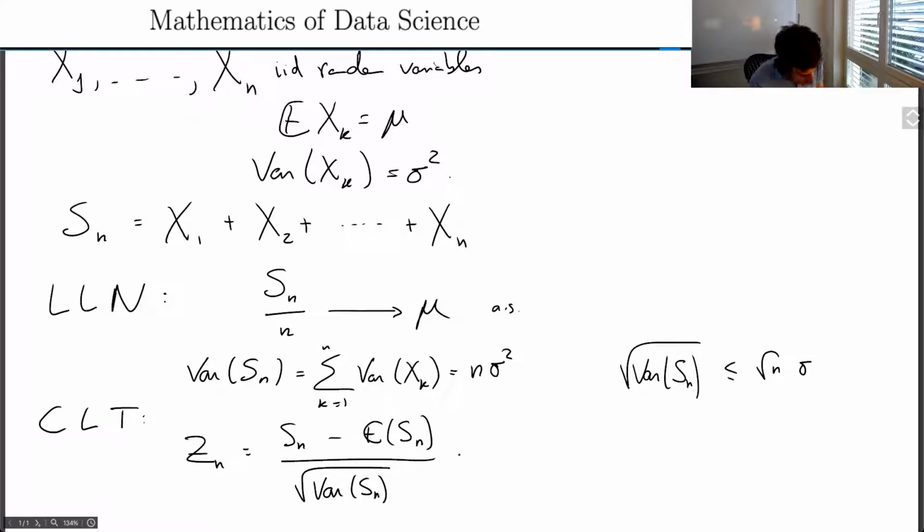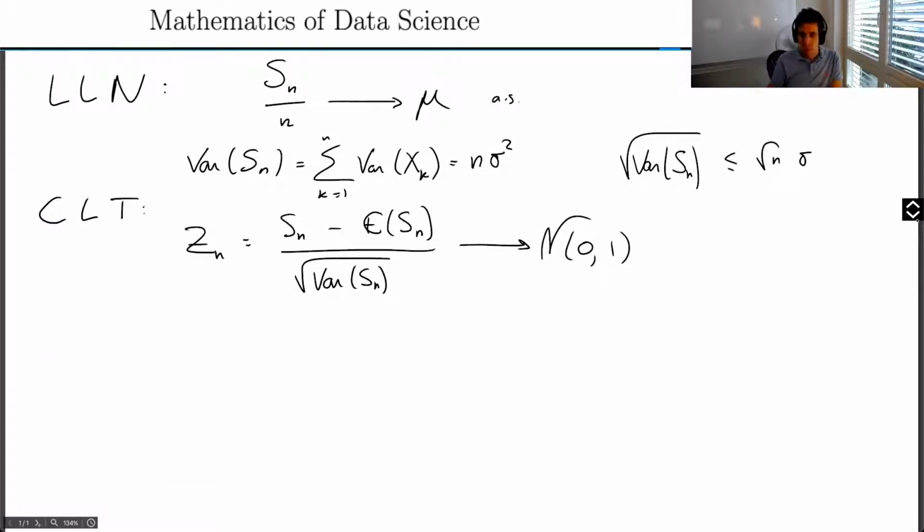That this will converge in distribution to a standard Gaussian, right? It doesn't really matter the distribution of each one of the x's. This will always look like a Gaussian, right? I mean, sure, the first time you've seen this, you probably found it surprising. It is kind of an impressive statement.